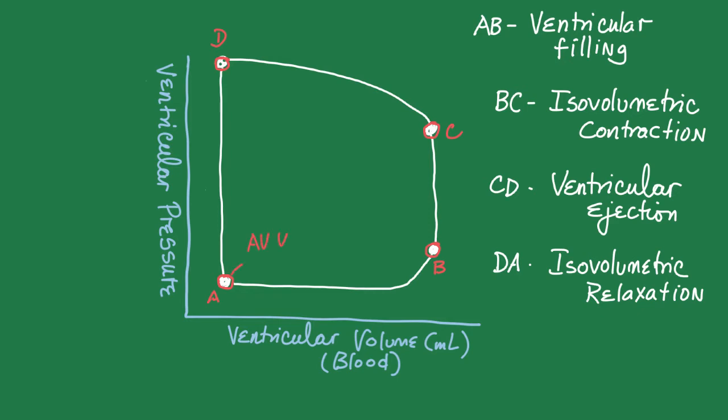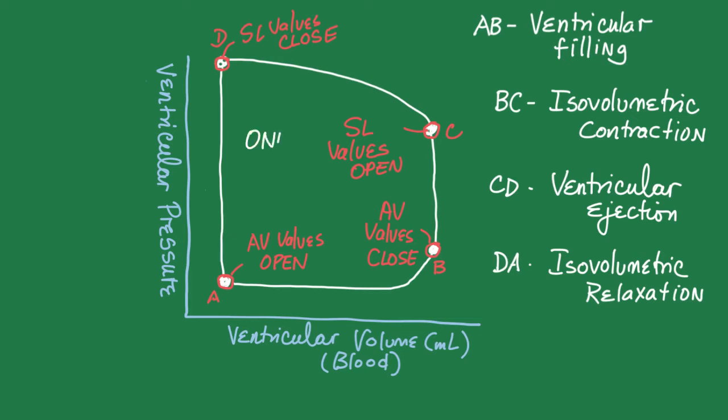So at A, we have AV valves opening, ventricular filling begins. At B, AV valves close, ventricular filling ends, and isovolumetric contraction begins because the ventricular pressure starts to go up. At C, the pressure is so high that SL valves open, beginning the ventricular ejection. At D, SL valves close, which ends the ventricular ejection and begins the isovolumetric relaxation because the pressure starts to go down because the ventricles are relaxing.